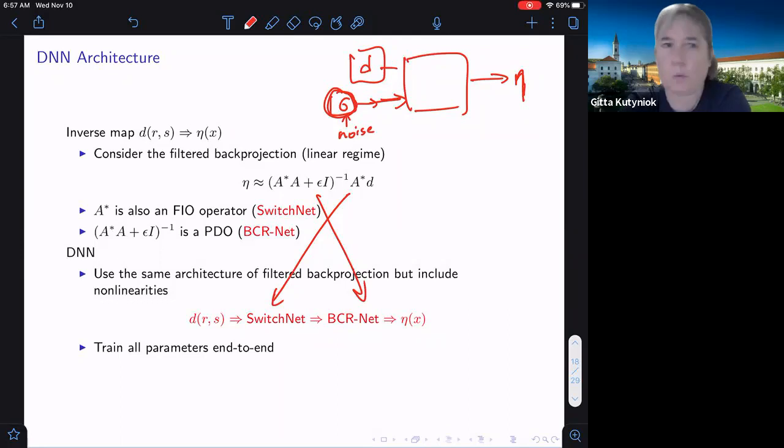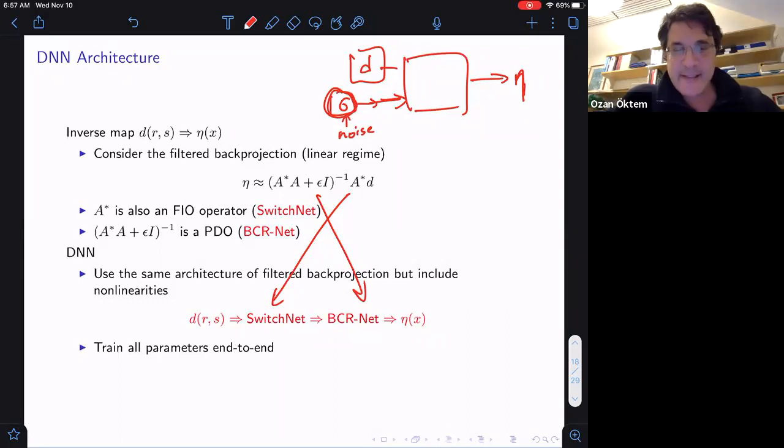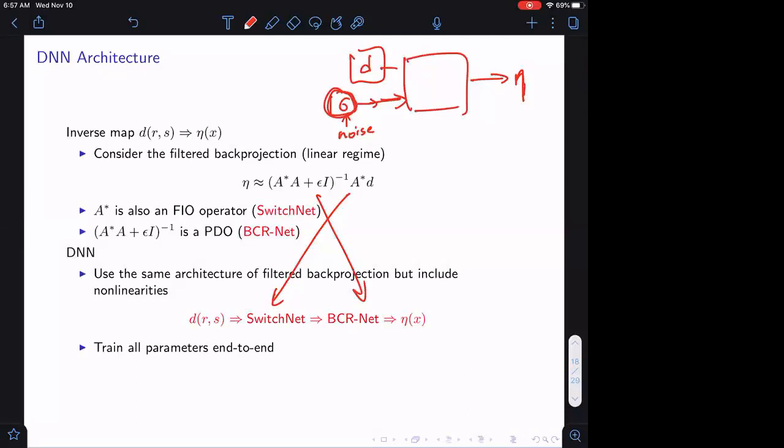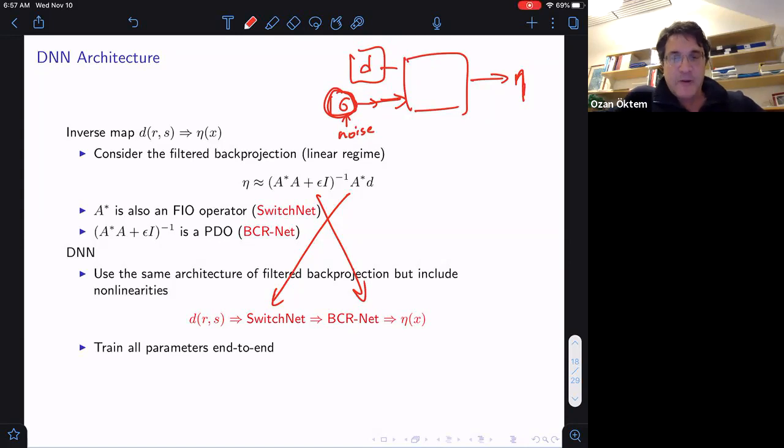Okay. Ozan is next. Yes, thank you very much for a very nice lecture. Thank you. I have a question that's perhaps related to what was asked before. When you are using the filtered back projection as a blueprint, you're composing the SwitchNet with the BCRNet, and then you're training that composition, is my understanding.